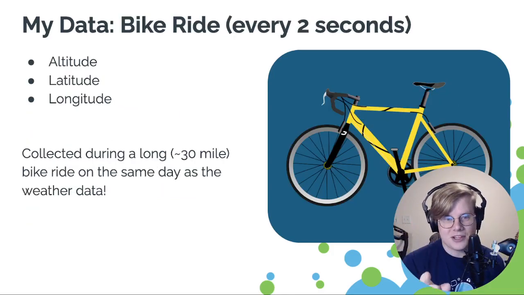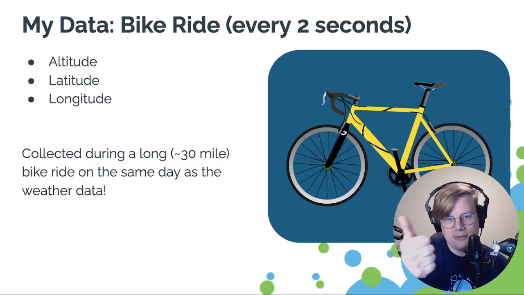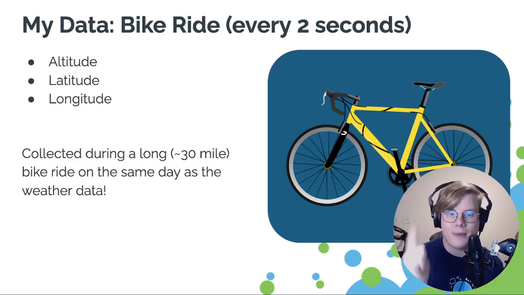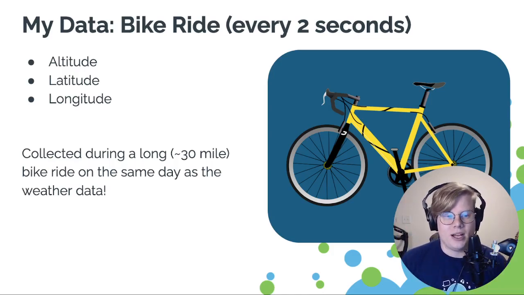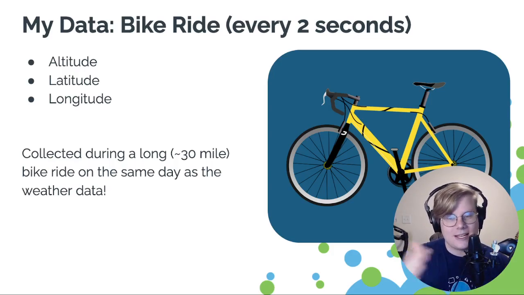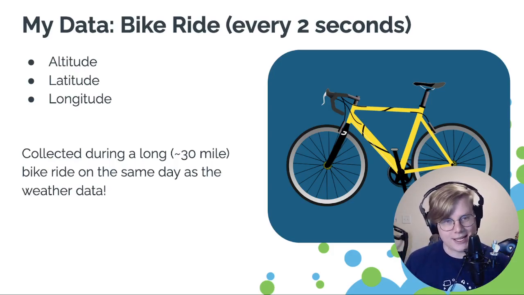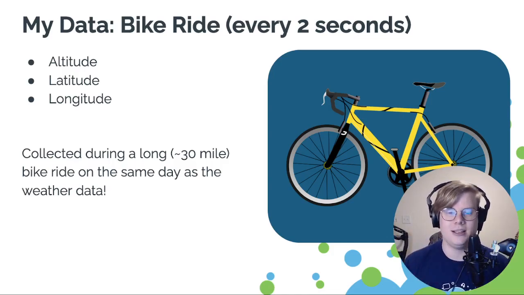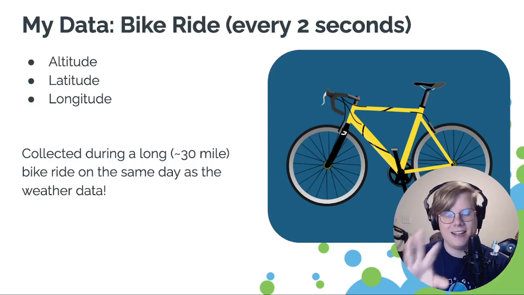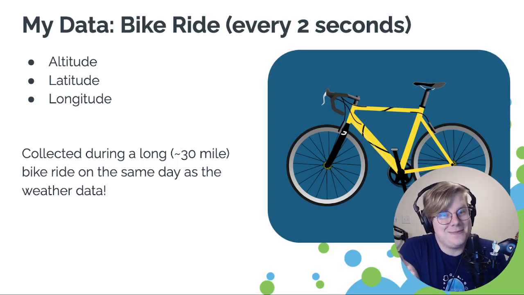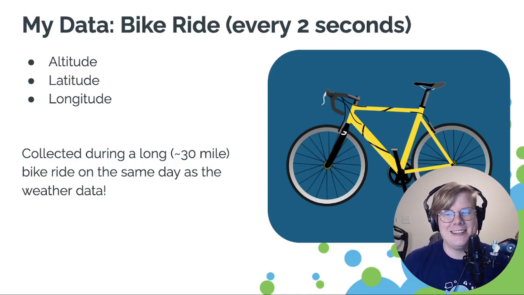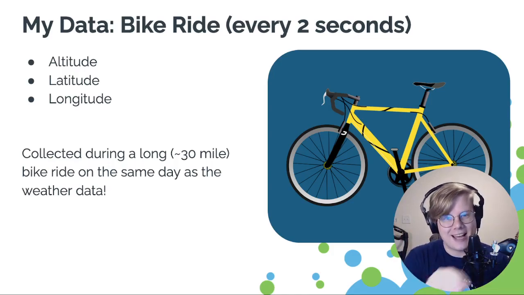And I also have some data from a bike ride that I took on that same day. So I have weather data from a day in the past and data from the bike ride that I took on that day. Altitude collected every 2 seconds, latitude and longitude collected every 2 seconds. Very fun. I'm excited to make music based on these two data sets together, because I remember the bike ride and I also remember how hard it was at certain points, and I remember the weather and all sorts of stuff. So it's going to be cool to see that together in the music.